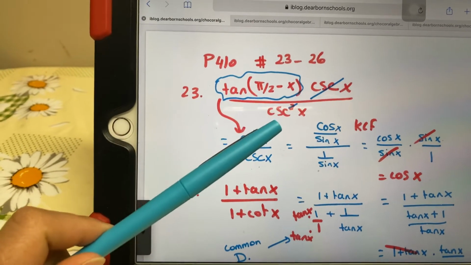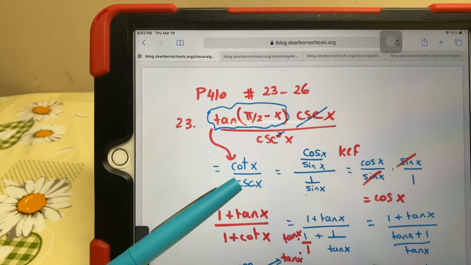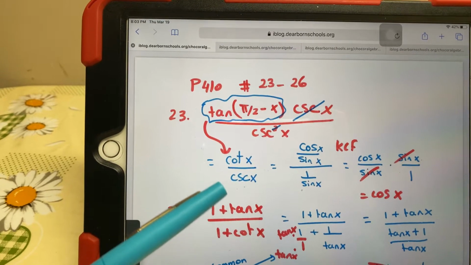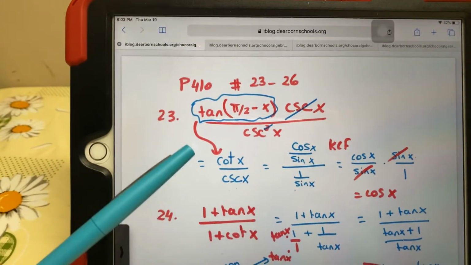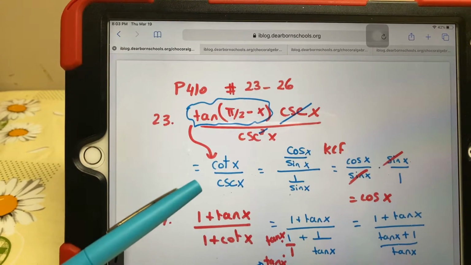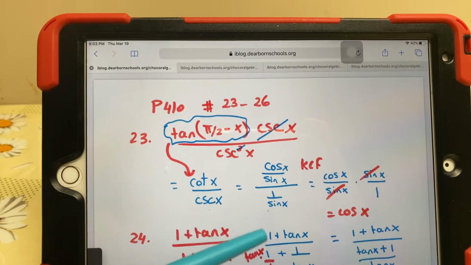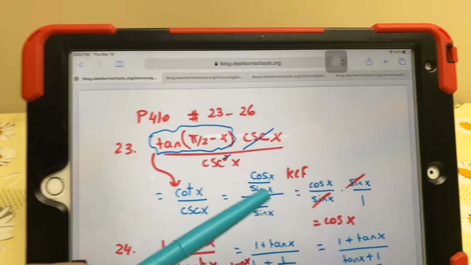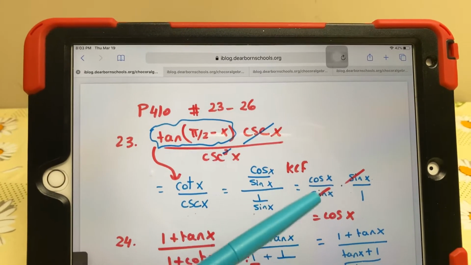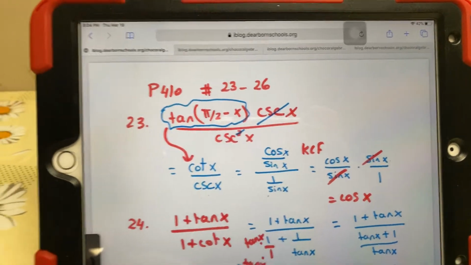And cosecant over cosecant squared is just cosecant. We gave the example yesterday of t divided by t squared is just t on the bottom, so 1 over t. And this is what happened here. You can rewrite the cotan as cosine over sine, and the cosecant as 1 over sine. Keep change flip since we're dividing fractions. Single fraction divided by single fraction. Cosine over sine multiplied by sine over 1. The cosine cancel out, and the sine cancel out, and you're left with cosine.